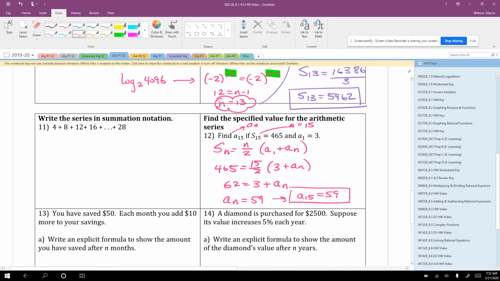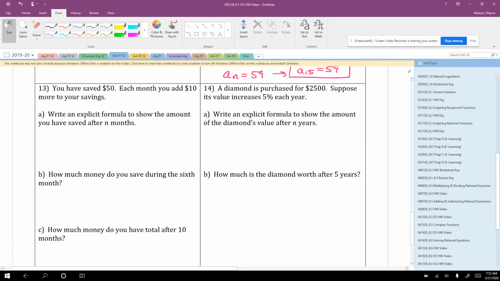Okay. All right. Last one, number 13. It's a good problem. You have saved $50. Each month you add $10 more to your savings. So it says write an explicit formula to show the amount you have saved after n months. So remember, the explicit formula is what you could use to determine how much money you would save in, say, month 32 or month 100.